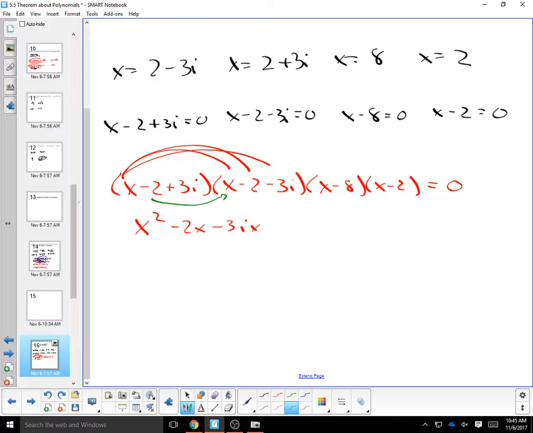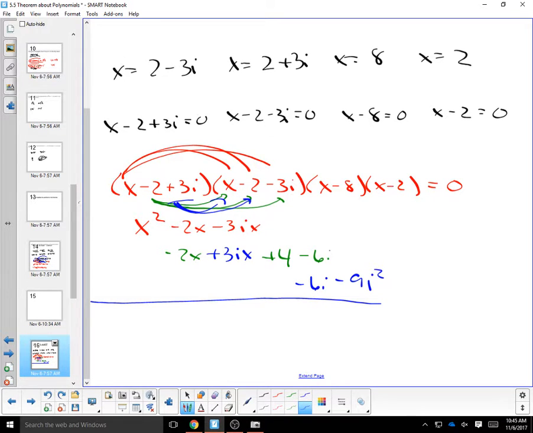Let's go here. That's negative 2x. That is a positive 4. This is negative 6i. And then finally, positive 3ix. That would give me minus 6i, and then minus 9i squared.